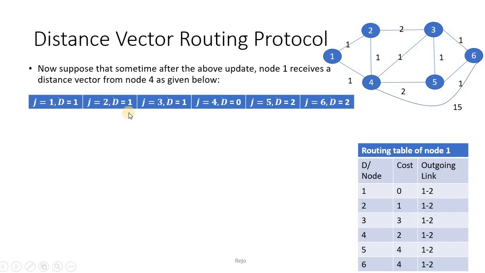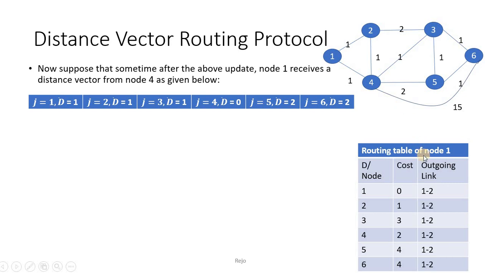So to node 1, 1 is the cost, and to node 2, 1 is the cost again. To node 3, 1 is the cost again, and to node 4, the same node, 0. To node 5, 2 is the cost, and to node 6, the computed cost is 2. That is 4 to 3 to 6. Okay. Now this message is received.